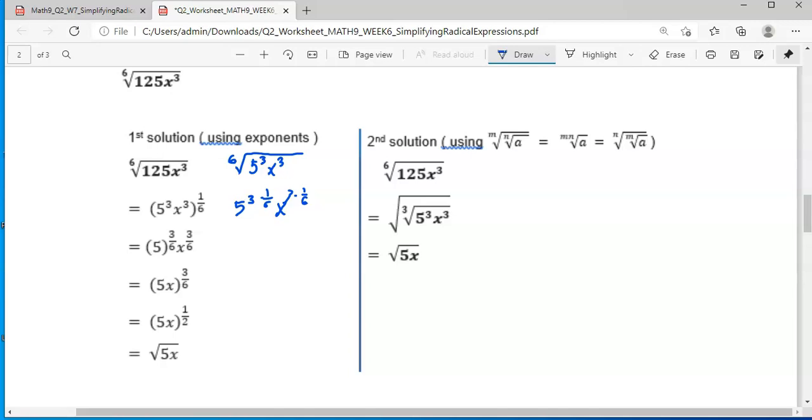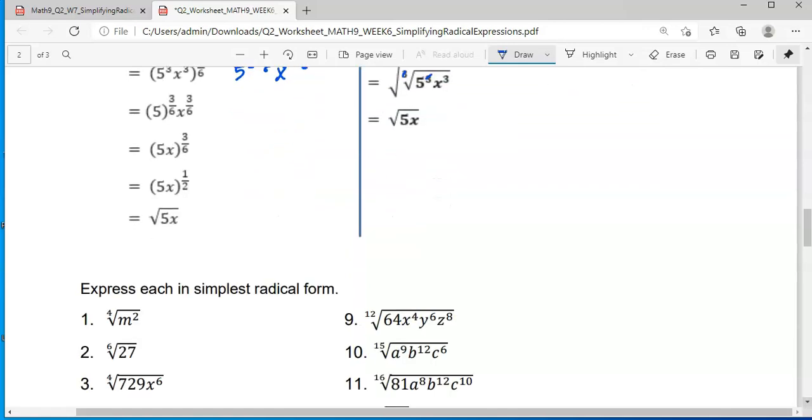Then, may eliminate na yan. May eliminate na tong index na 3. Tapos itong exponent, so magiging 5 na lang. Eliminate din yung 3, the exponent ng x, so magiging x na lang. So, our answer is square root of 5x. So, kayo mag-decide kung ano ang mas madaling gamitin dyan.